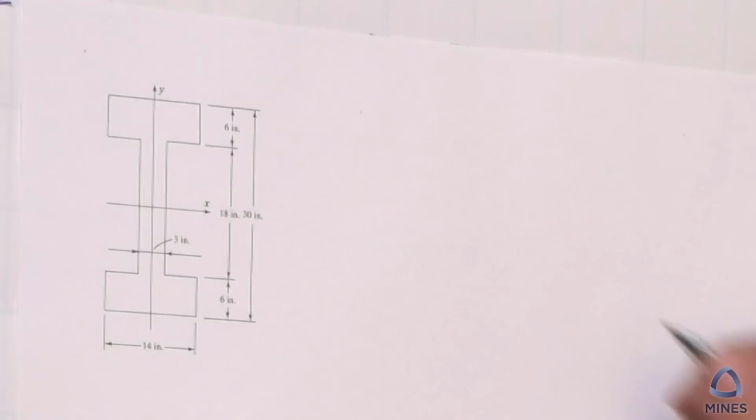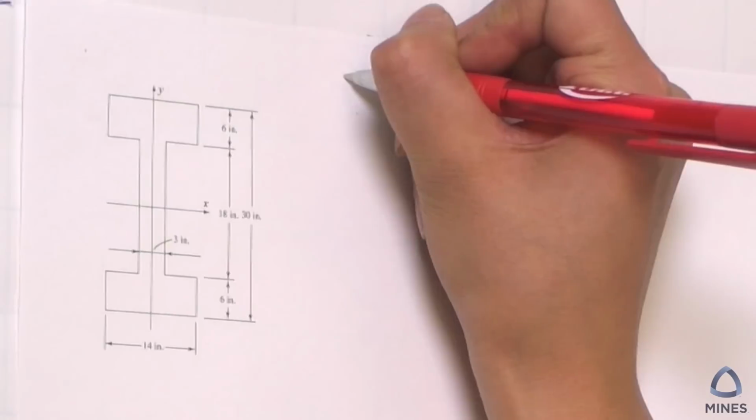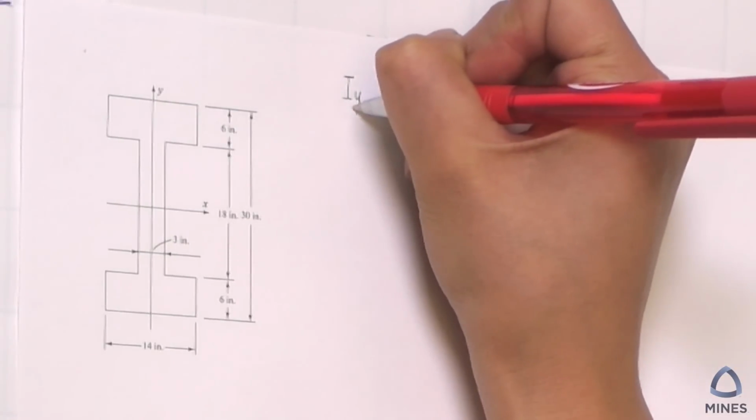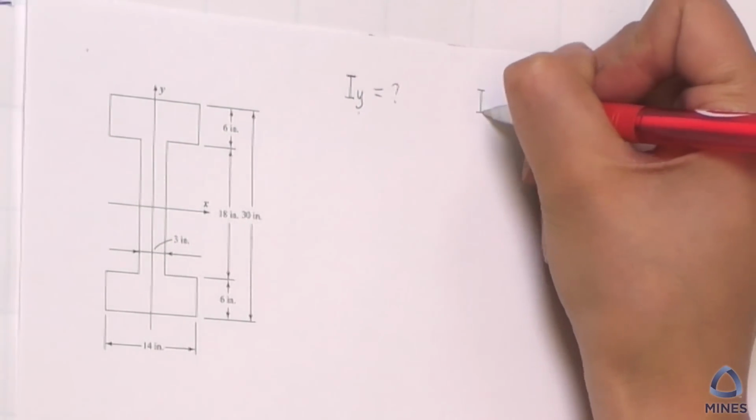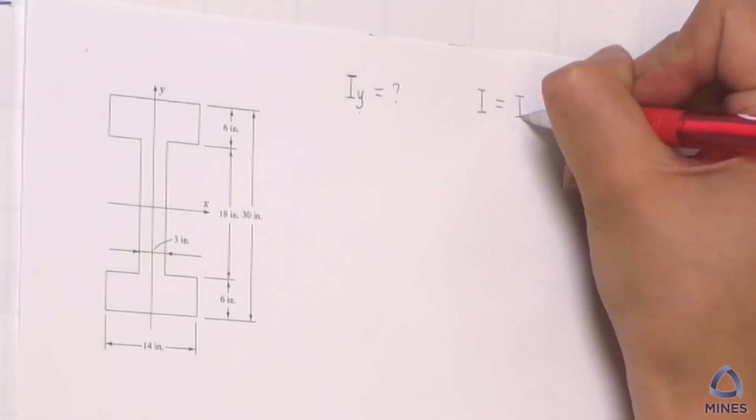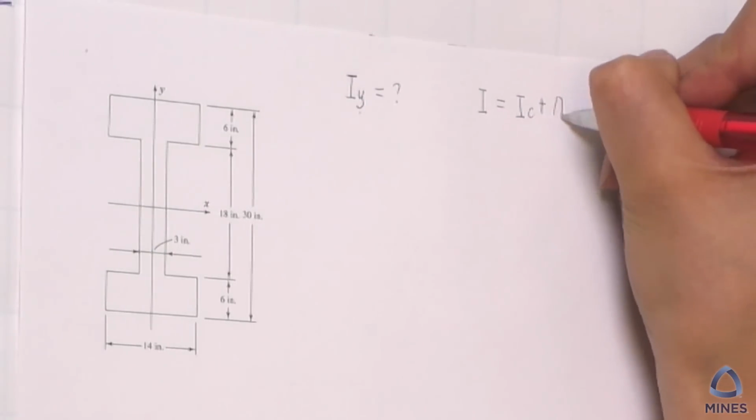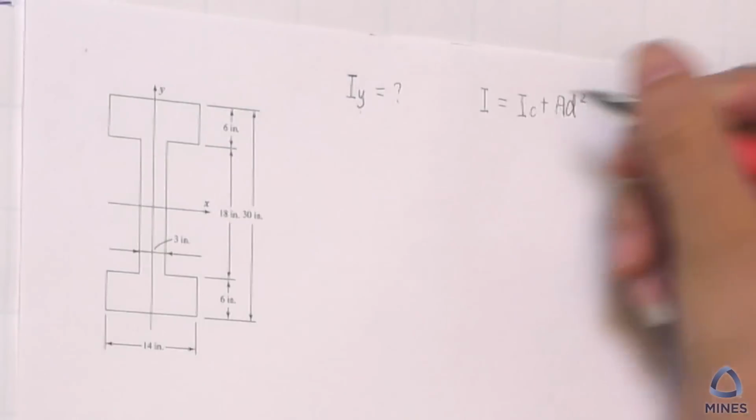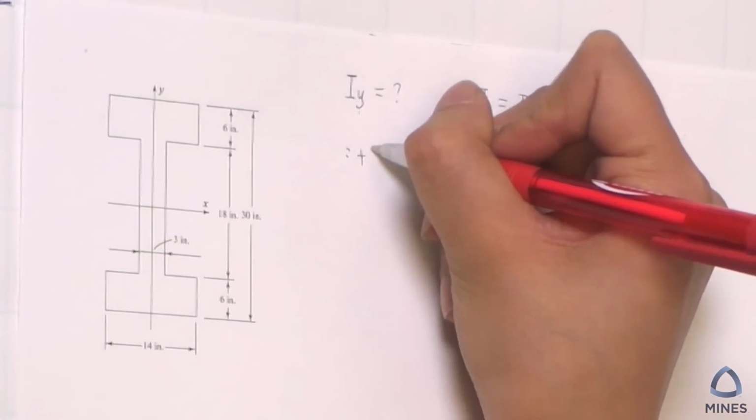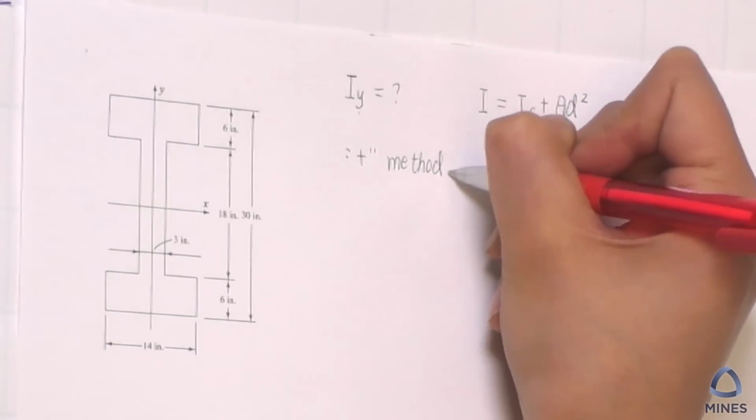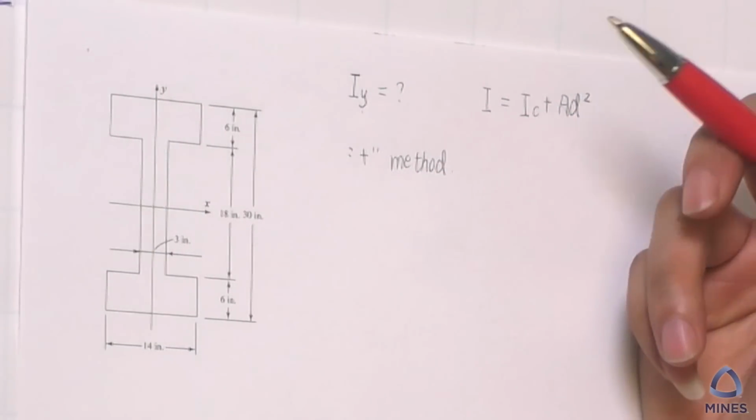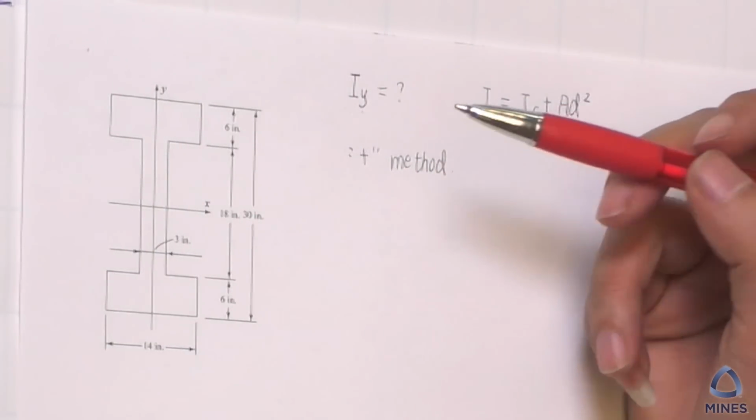So this time we are going to calculate the moment of inertia about the y-axis. We're still going to use the parallel axis theorem. However, this time we are going to try both the plus method and the minus method. So now let's try the plus method first.